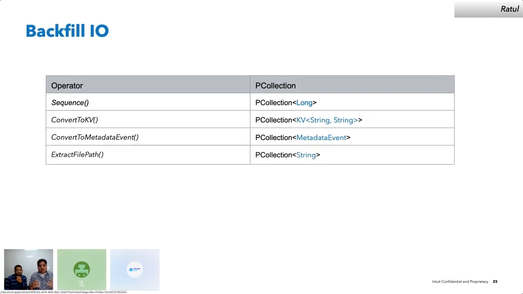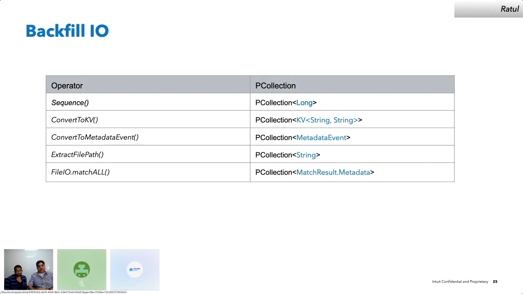But now we have to extract the concrete path of the files. So there is a method called extract file path, which will convert the metadata event into the file path. The file path will look like s3://bucket_name/prefix/*. In the prefix, we have the hour also. So let's say the hour is 2019:0000-0023, some hour. So the path has the hour, and then we are reading all the files from that hourly path. So, extract file path.